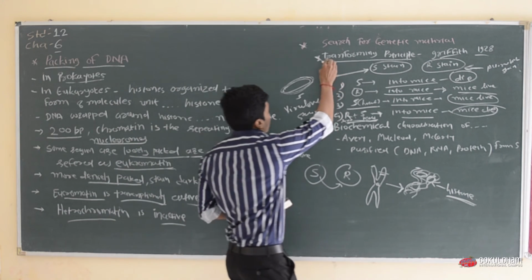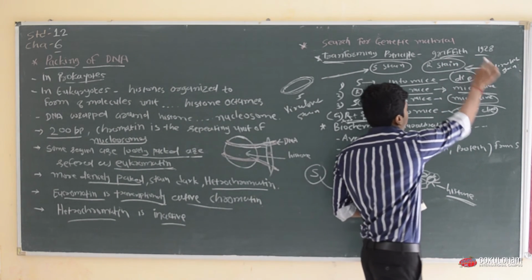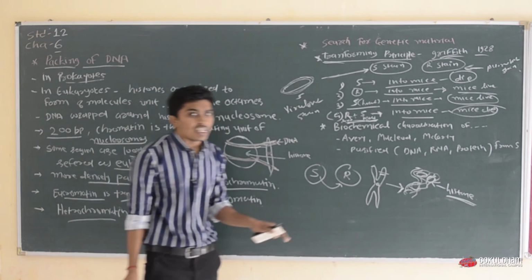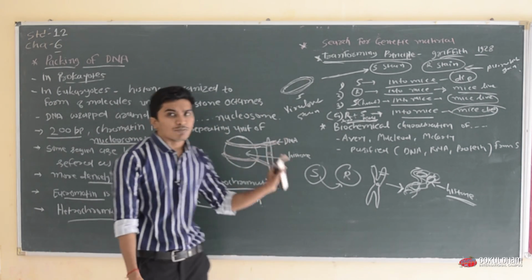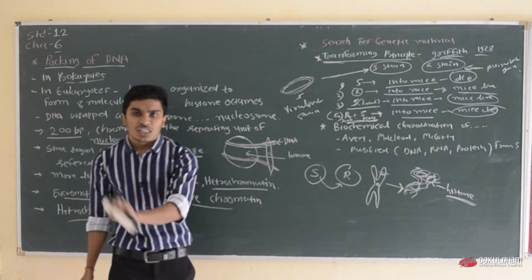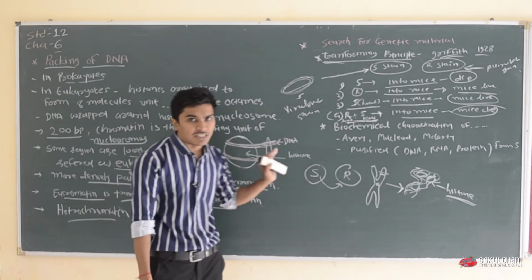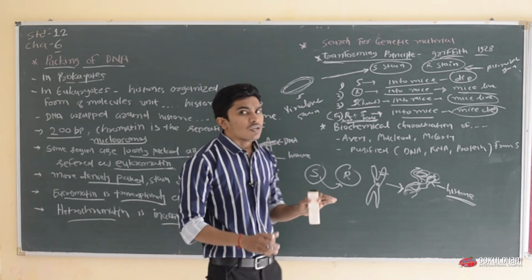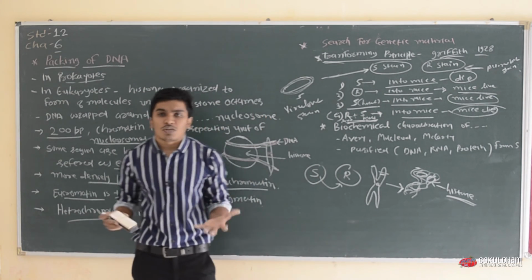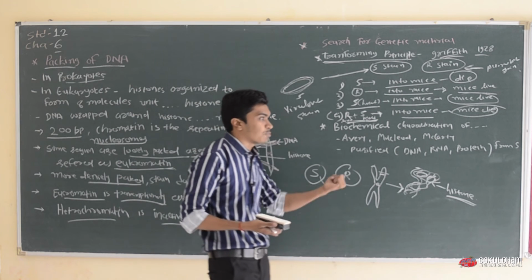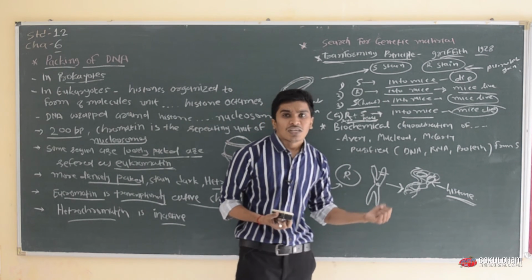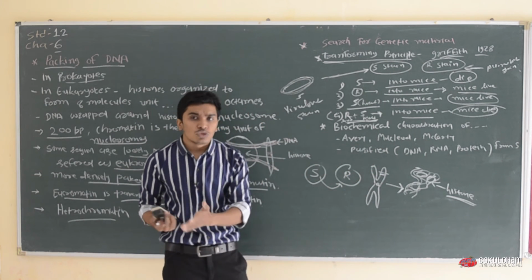Now what we understand from this Griffith experiment is that something is passing from one organism to another organism in this case. But we don't know what kind of structure, what kind of molecule is transforming from the rough strain to the smooth strain.